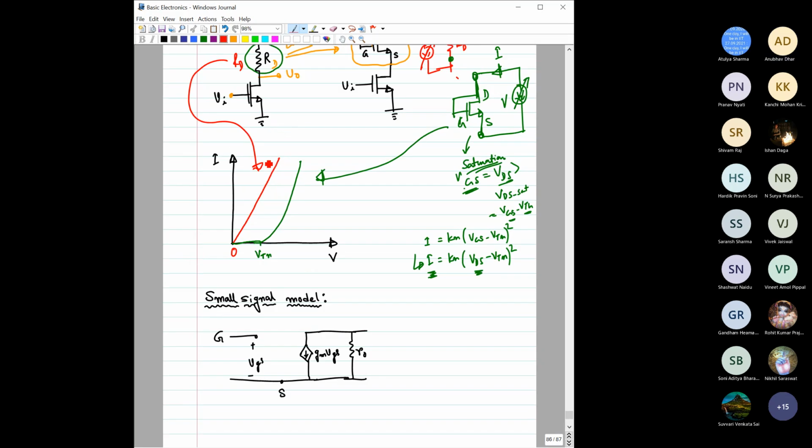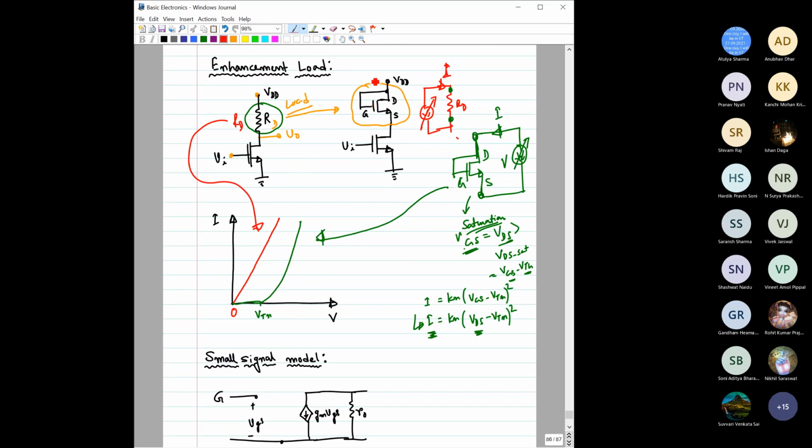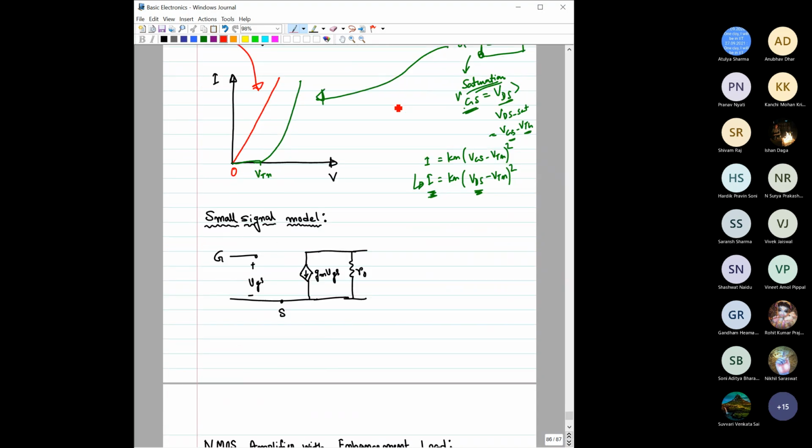Now suppose you are using this enhancement load to design an amplifier. Then you have to do the AC analysis of that, and for AC analysis you have to substitute its equivalent circuit. So let us think about what the AC equivalent circuit for this would be. Should I draw it here? One second. Okay, let me draw it.